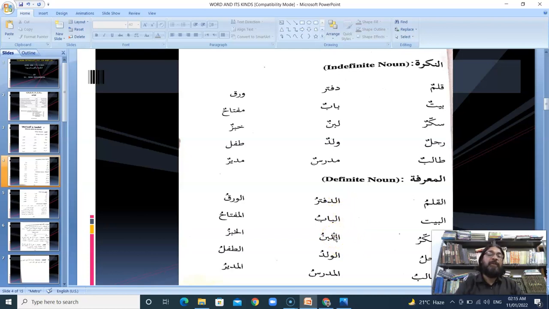So such a word will be known as al-ma'rifah, a definite noun, because alif lam is an indication of a proper noun in Arabic.